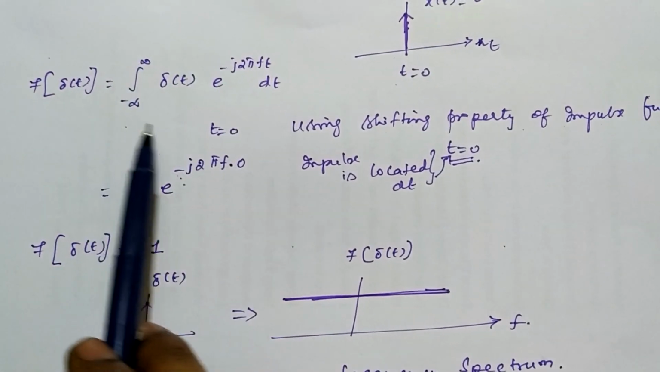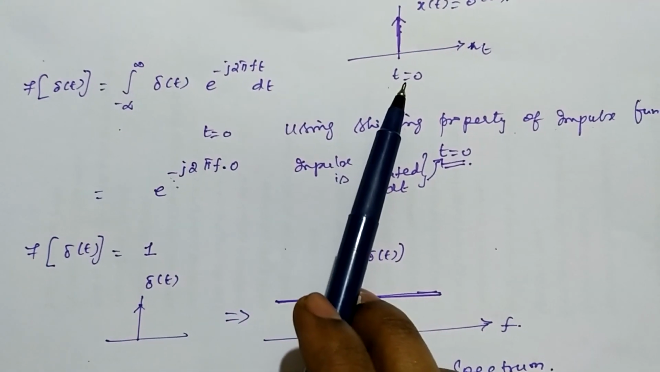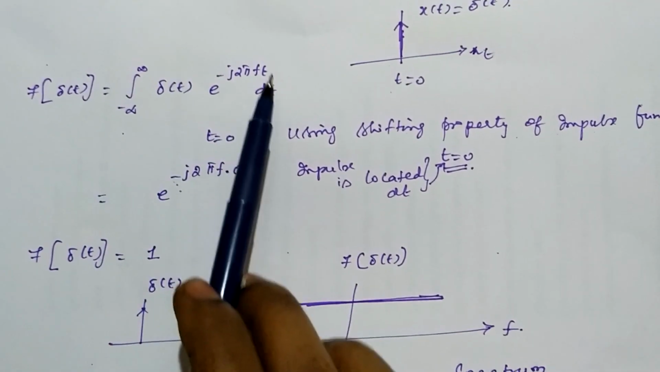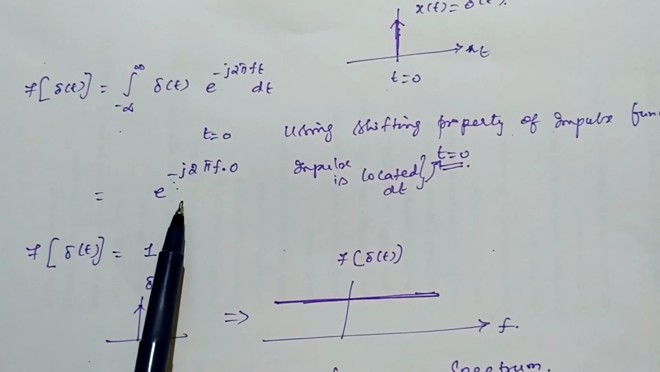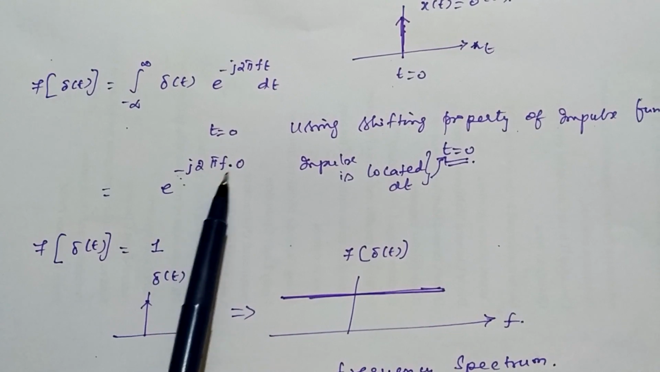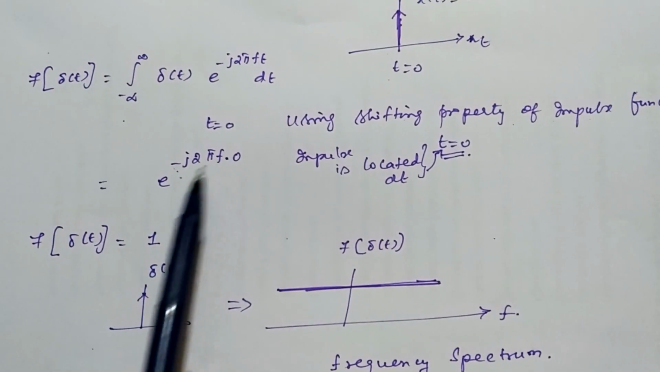To solve this integration, replace t with 0, since the impulse function is present at t = 0. So in this integration, we just put t = 0. This is the result: e^(-j2πf·0). Putting t = 0, e to the power 0 is 1.